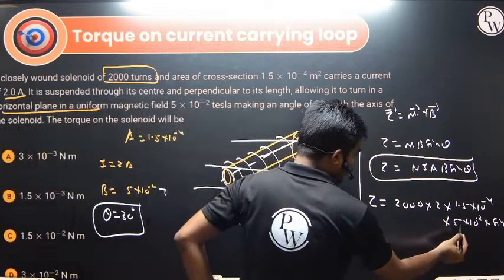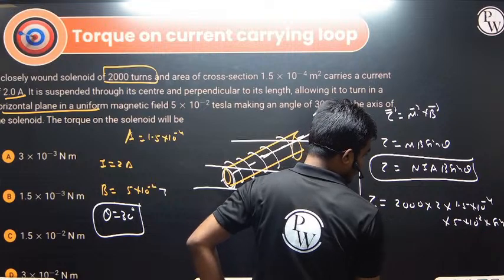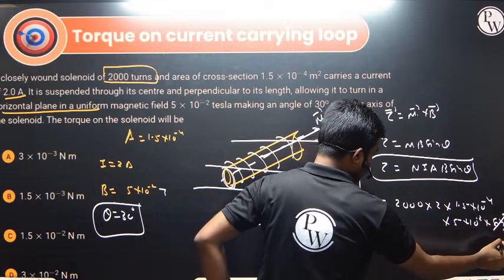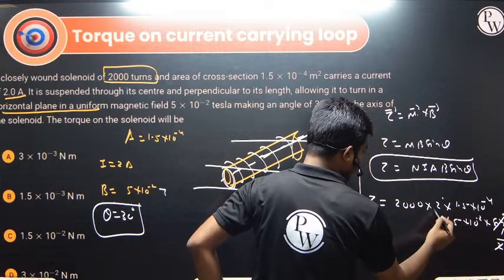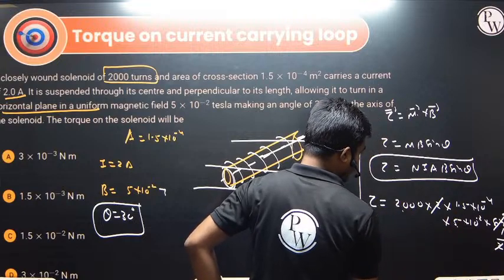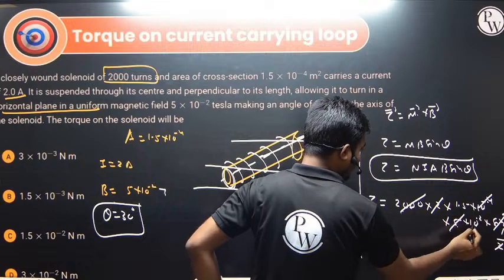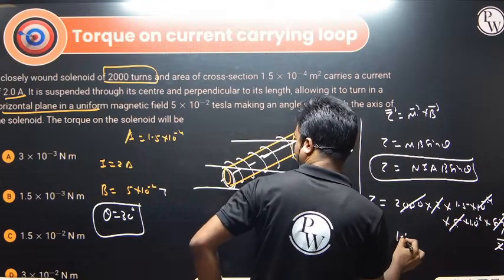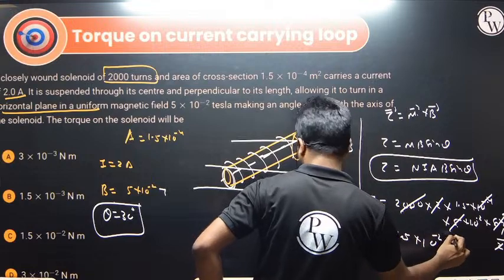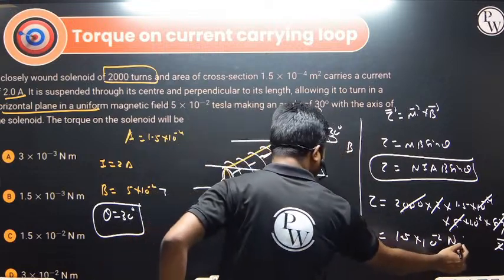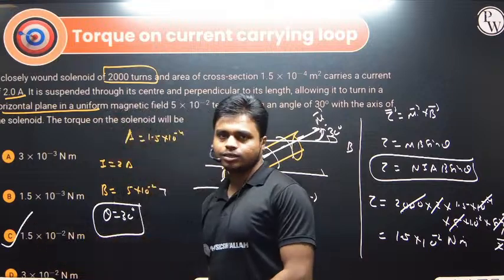So this is 1.5 into 5 into sine 30. So this is 1 by 2. This 2 and this 2 get cancelled. 2000 into 5 will get 10,000, that is 10 to the power 4, minus 2, minus 4. This will get cancelled. 10 to the power minus 2. So we are getting 1.5 into 10 to the power minus 2 Newton meter. That is the torque that we are getting over here. Okay, that will be the torque we are getting.